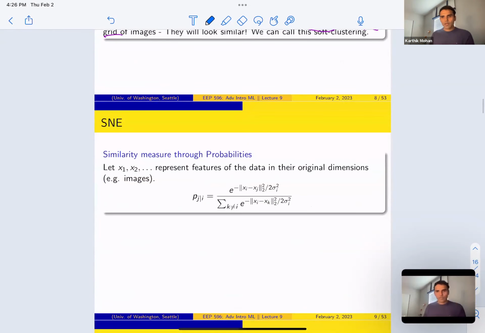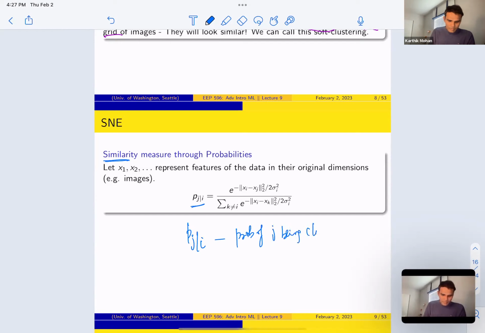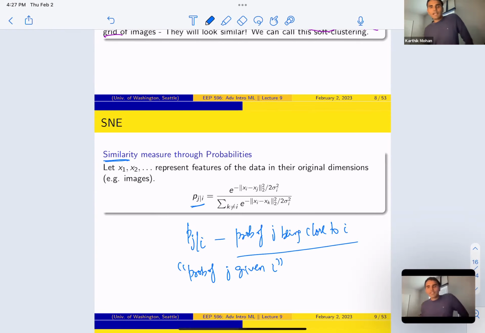So how does stochastic neighborhood embedding work? It has a similarity measure, and it defines a probability. So P_j|i is the probability of, let's say, j being close to i. We'll use this notation P_j|i, P j given i, so you can say this is the probability of j given i. It's something that you define as a probability.